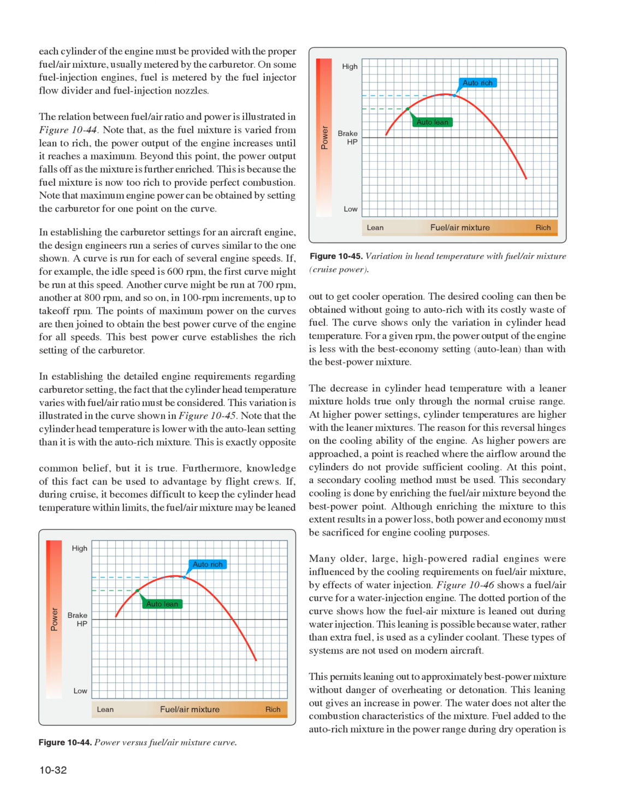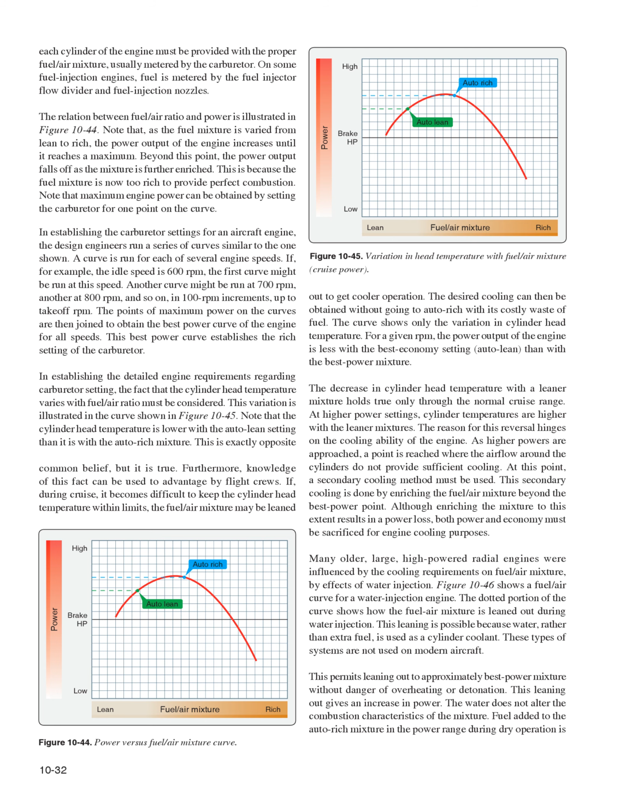The relation between fuel/air ratio and power is illustrated in Figure 1044. Note that, as the fuel mixture is varied from lean to rich, the power output of the engine increases until it reaches a maximum. Beyond this point, the power output falls off as the mixture is further enriched. This is because the fuel mixture is now too rich to provide perfect combustion. Note that maximum engine power can be obtained by setting the carburetor for one point on the curve.